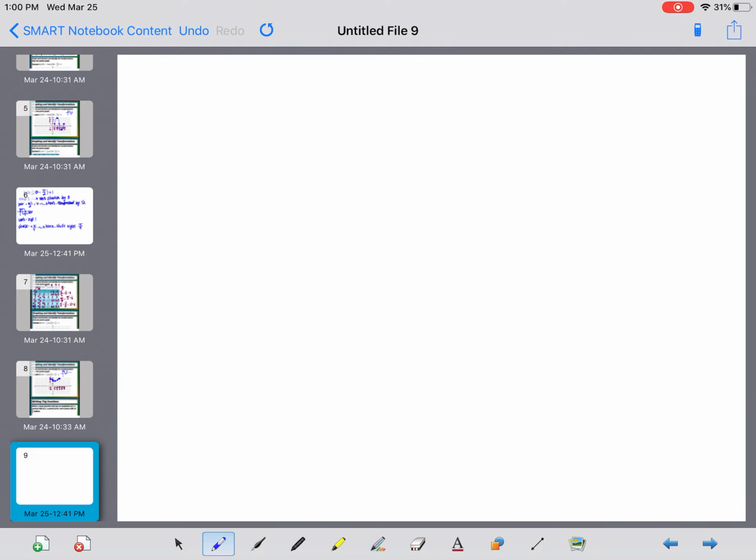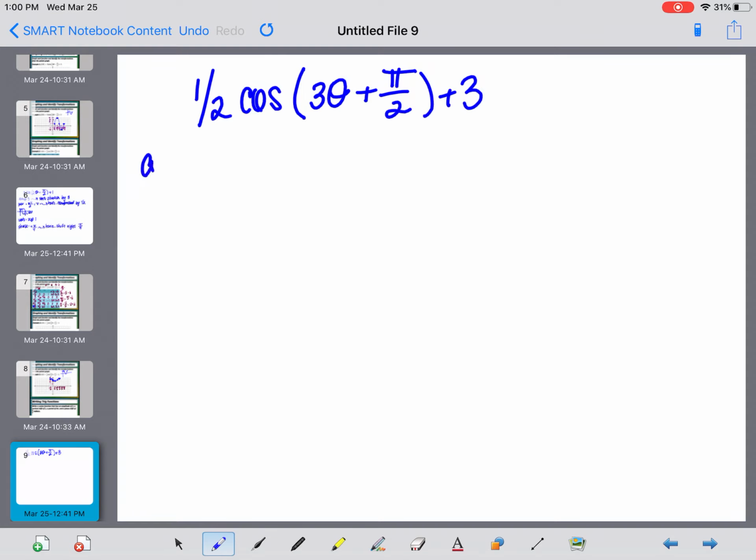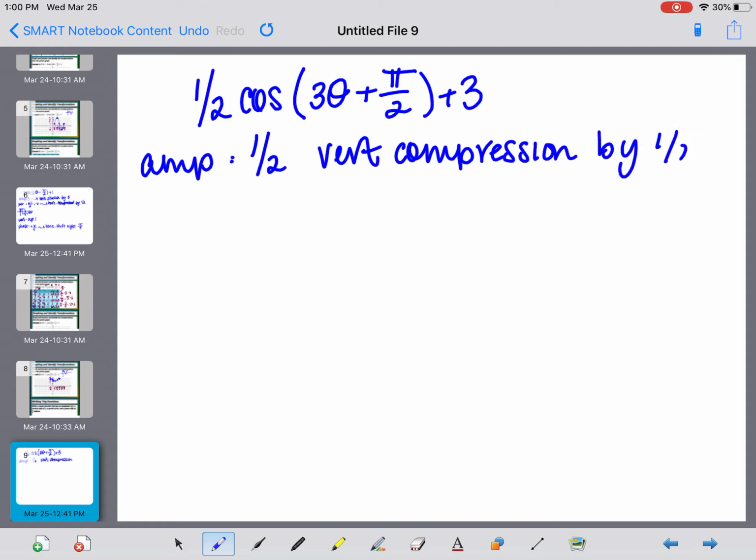Okay, and then let's look at those transformations again. So 1/2 cosine, all right, so this was our function. So let's start with amplitude. Okay, so my amplitude is a 1/2. Okay, amplitude of the parent function is 1. So this is a vertical compression by 1/2.